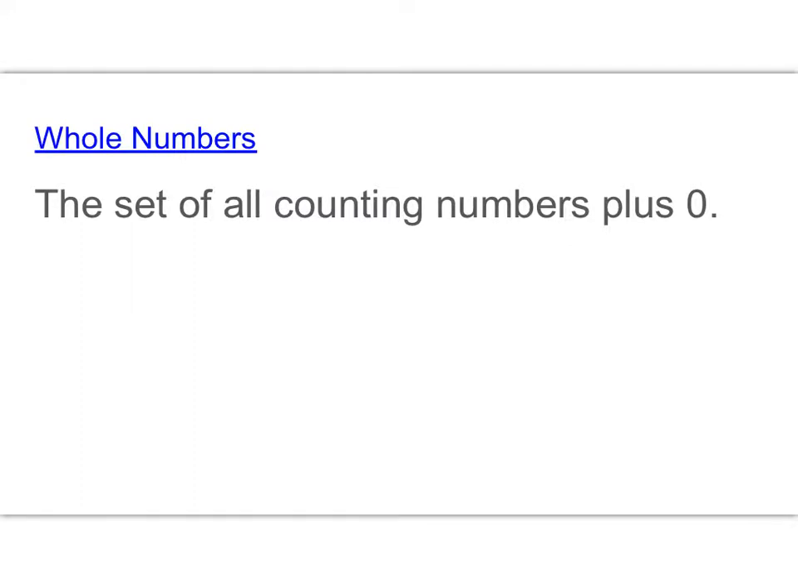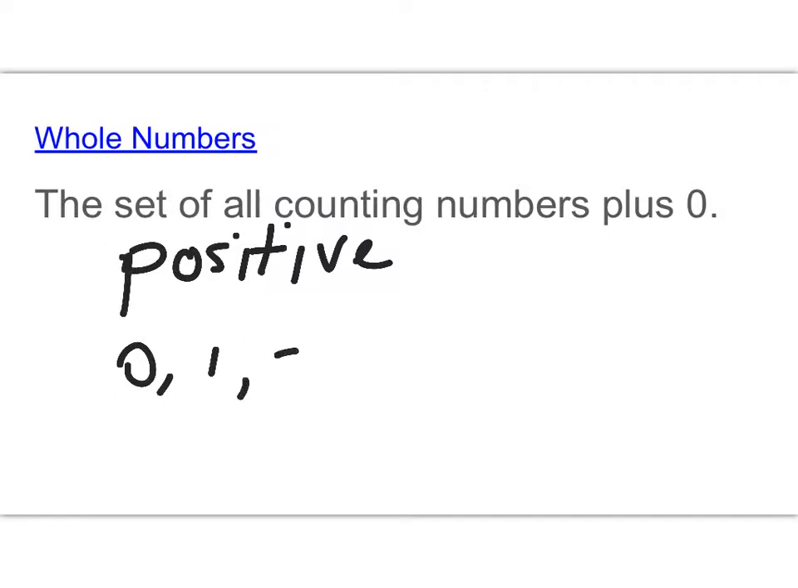Whole numbers are the set of all counting numbers plus 0. So they are all positive whole numbers. 0, 1, 2, 3, 10, 11, all positive whole numbers. Pause the video and write the definition and the examples.